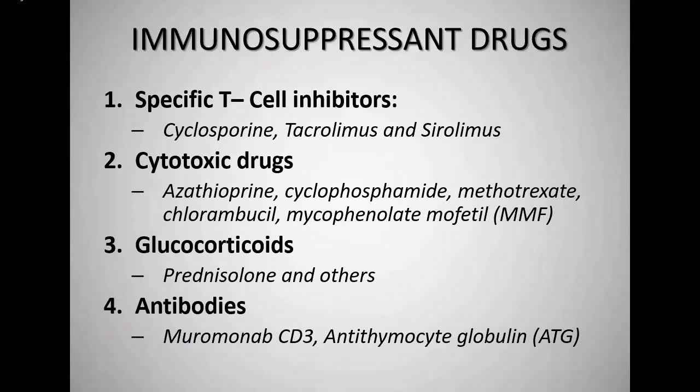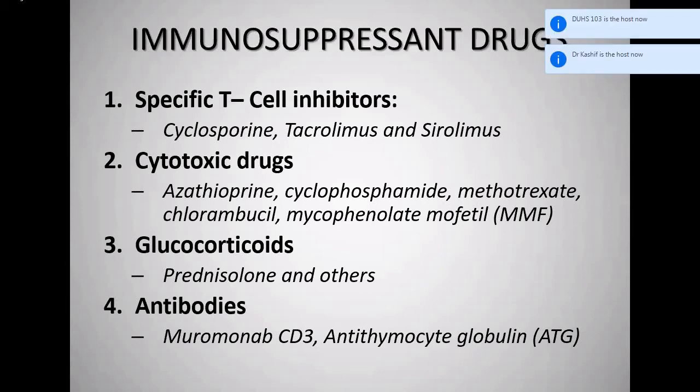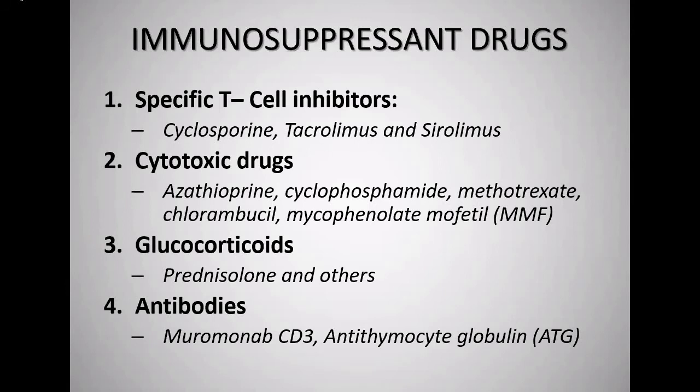The second class is the cytotoxic drugs. Cytotoxic drugs are basically anti-cancer drugs. They can also be used as immunosuppressants because cytotoxic drugs are cell-killing drugs. So we use these drugs to suppress the immune system or T lymphocytes. They are the killers of the T lymphocytes. So we also include these drugs in immunosuppression, although they are a separate class. They are basically discussed in anti-cancer drugs, but here we include them as immunosuppressant drugs.